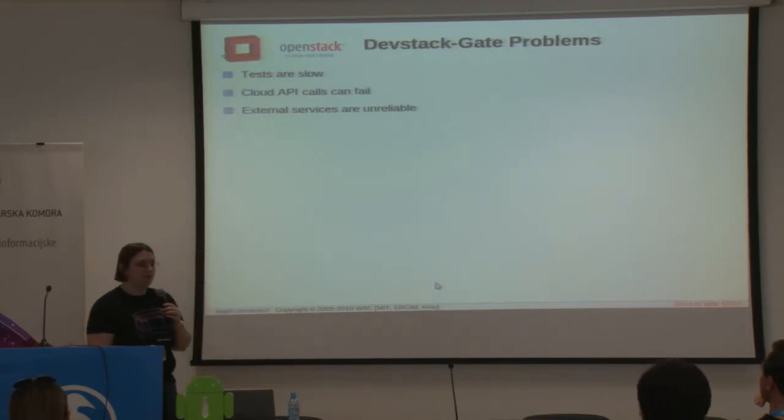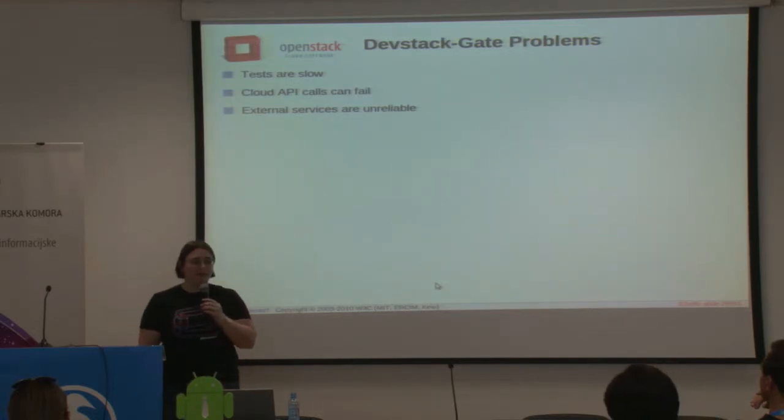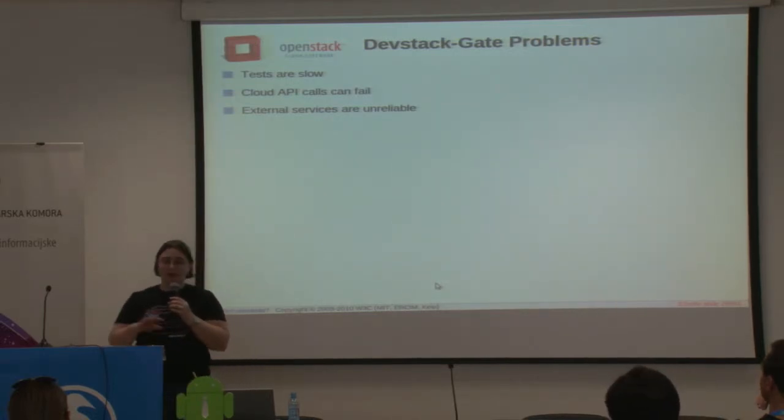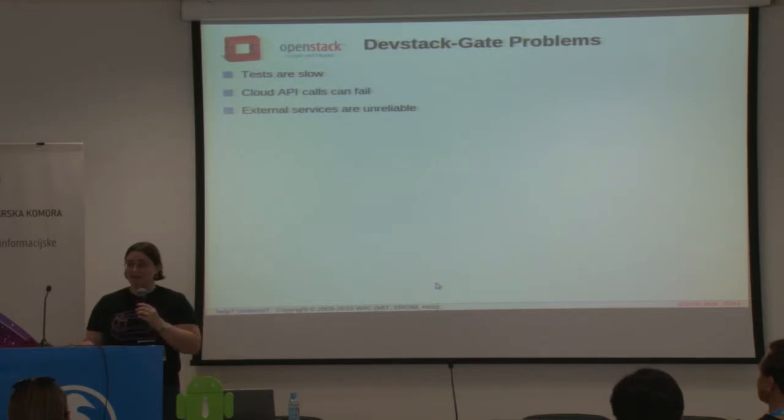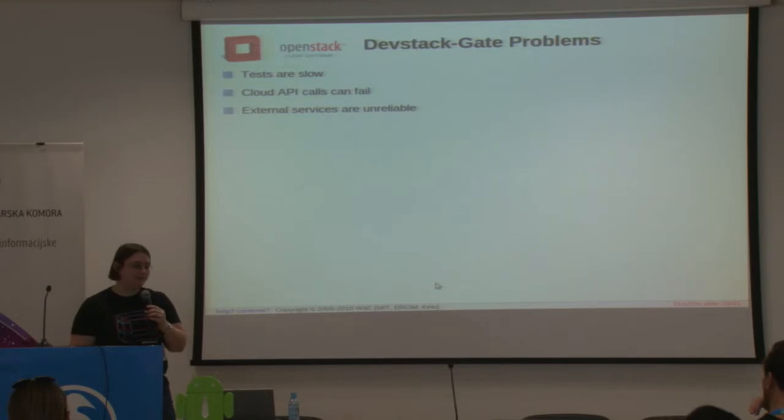We had a few problems with this when we first implemented it. One is that tests can be really slow. We were not parallelizing anything. It was all serial testing. So we were waiting on everything to be done in sequence.